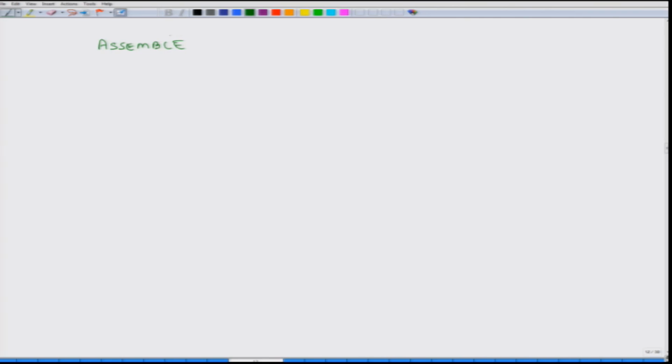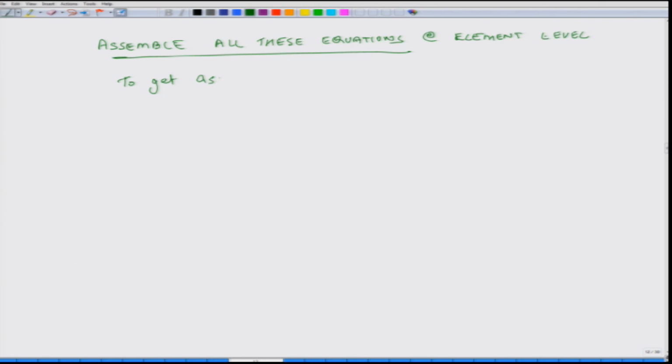And how this assembly process happens, we will learn it, but I am now giving you the algorithm. Assemble all these equations at element level. So we will assemble all these elements to get assembly level equations. Okay, we will assemble all these equations to get an assembly level equation.